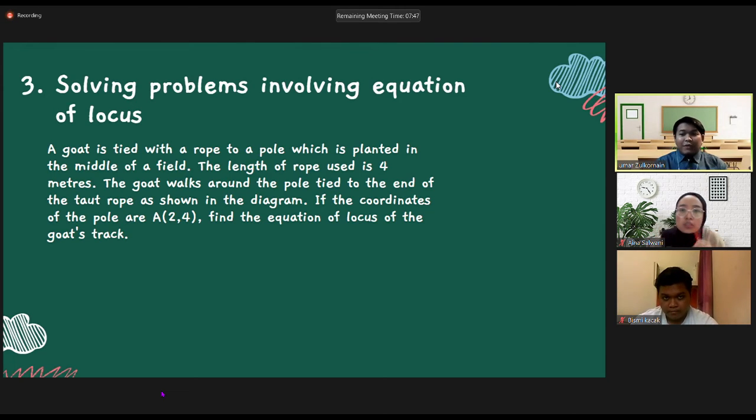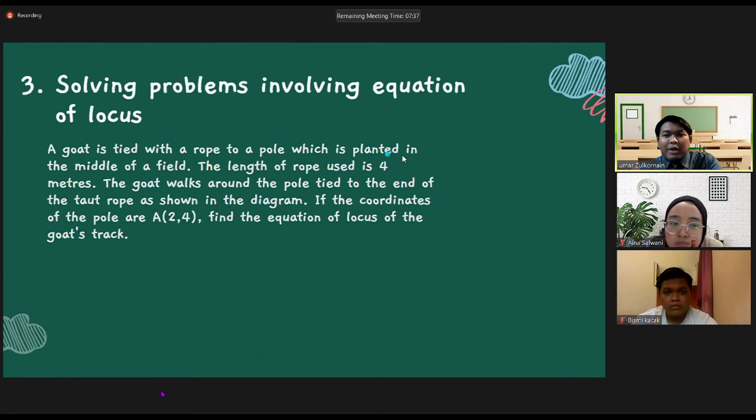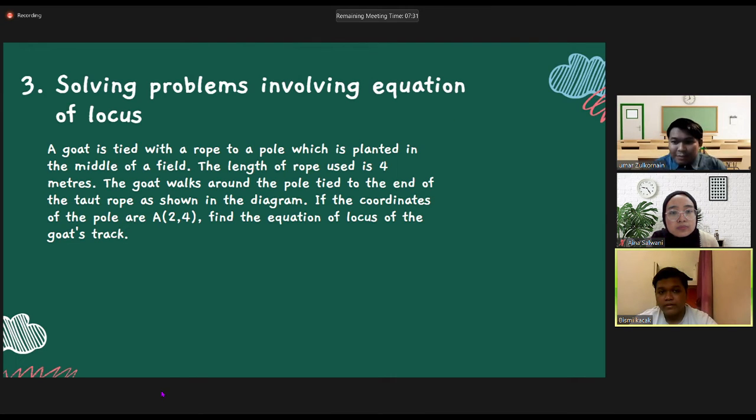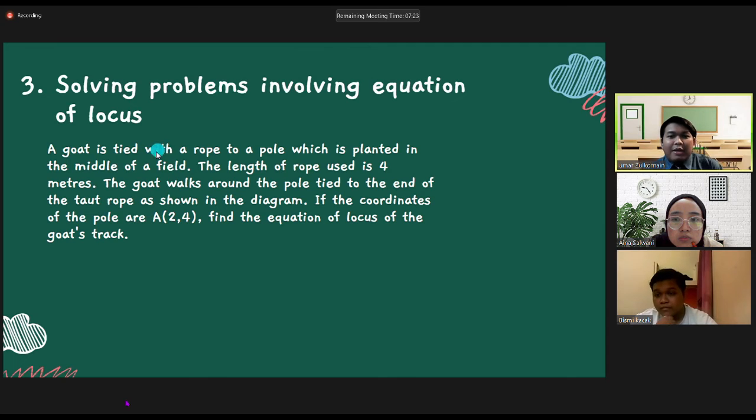So in here it gives us a distance. If we have a distance, what is the concept of the equation that is used? The distance formula, right? The first one. And it has a coordinate here, so this is the center point, and it has a moving object, which is the goat. Then the goat will be our moving point. Yes, very clever, Bismit.